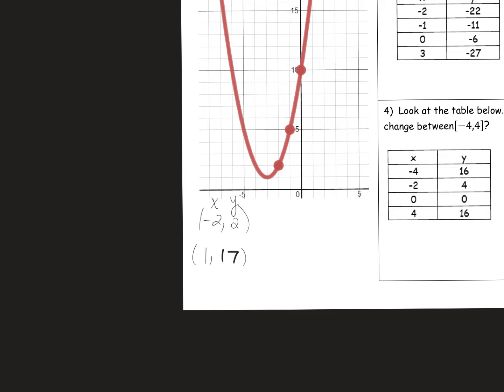So y2 minus y1, 2 minus 17 or 17 minus 2, doesn't matter. I'm going to write 17 minus 2. If I do 17 minus 2 on the top, what's the bottom need to say? 1 minus negative 2. Perfect. Guys, what's 17 minus 2? 15. Over 1 minus negative 2 is positive 3. So what's your average rate of change? 5. There you go.